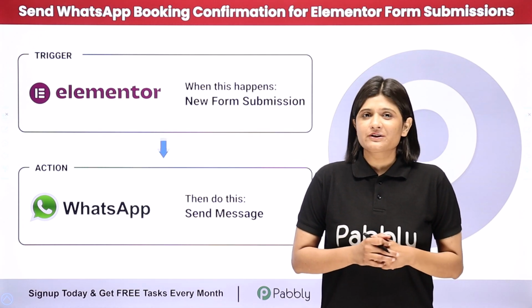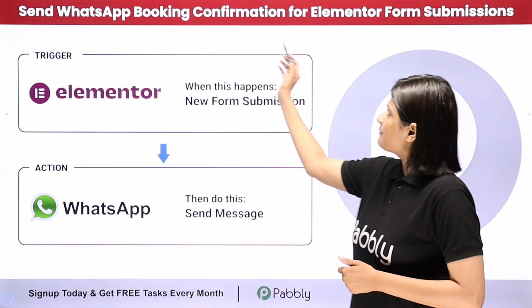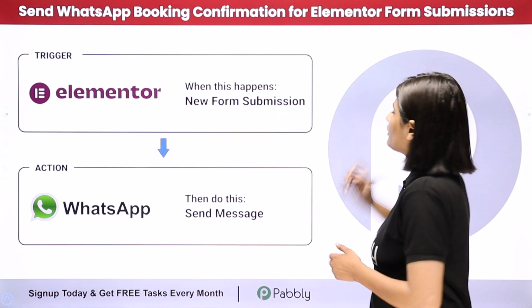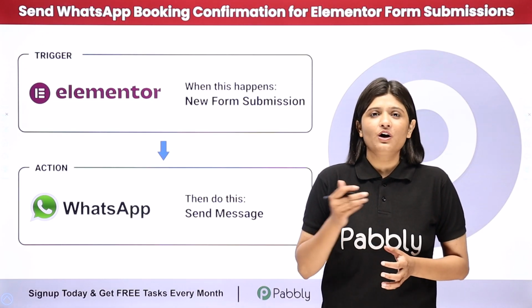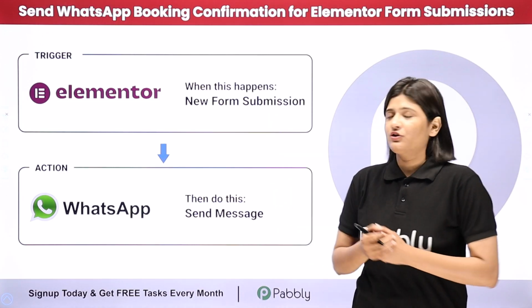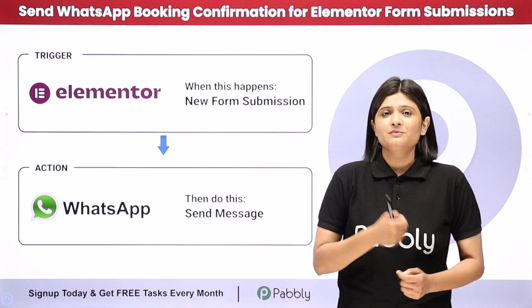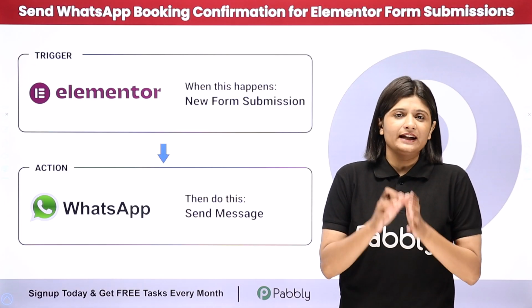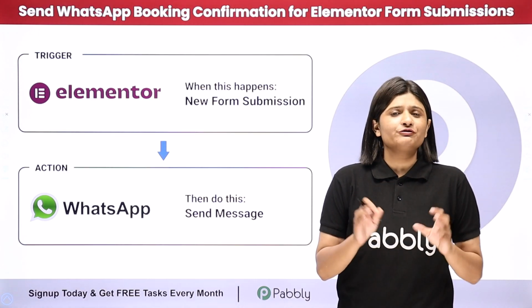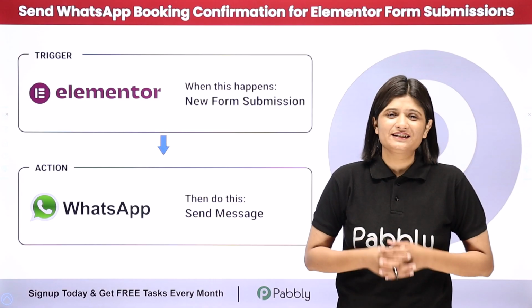In this video, we are going to learn how to send WhatsApp booking confirmation for Elementor form submissions. So let's suppose I am running a business and I am collecting all my leads with the help of Elementor. I want that whenever there is a new form submission, I should automatically send them this WhatsApp message. Now doing this manually will consume a lot of my time, so I have completely automated this process.